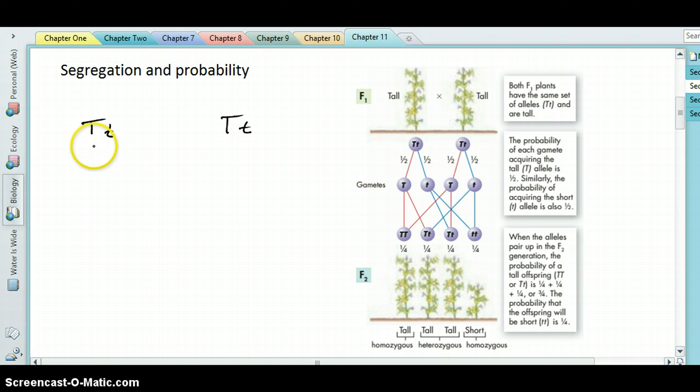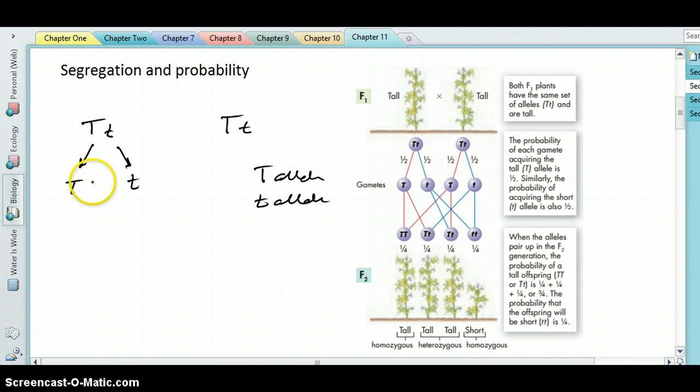Again, this is the T gene for the height of the plant, and there are 2 forms of this gene, or 2 alleles. We have the big T allele, and we have the little t allele, okay? 2 forms of the same gene. And so when a particular plant makes gametes or reproductive cells, some of those gametes will get the big T, some will get the little t. You don't get 2 copies of the same gene in a gamete. Each gamete only gets 1 copy of each gene.